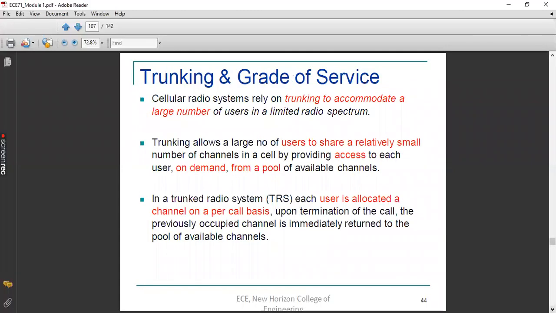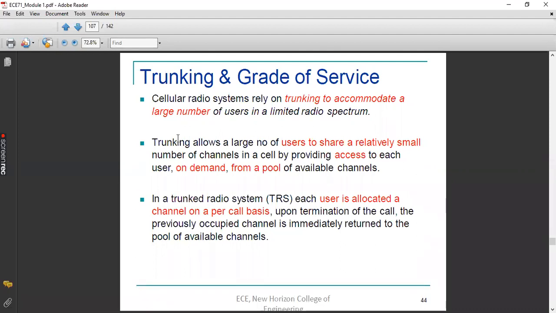Now, what do you mean by trunking? Why do we go for trunking? The main objective of trunking is to accommodate a large number of users in a limited radio spectrum. We have limited spectrum with us, and our objective is to allocate the maximum number of subscribers within the available spectrum. For that only we are using the concept of trunking.